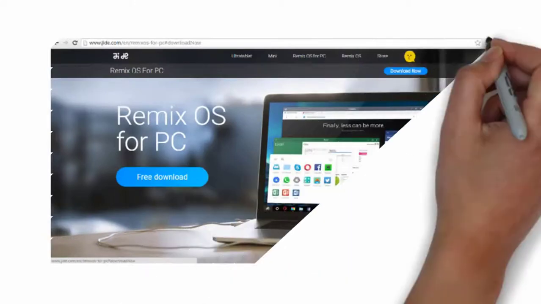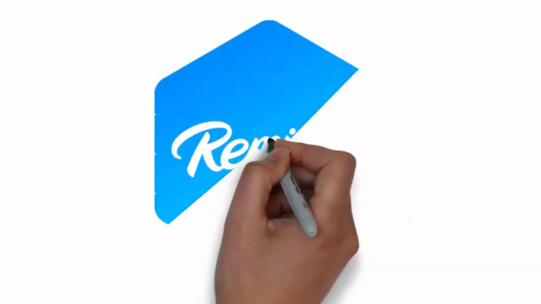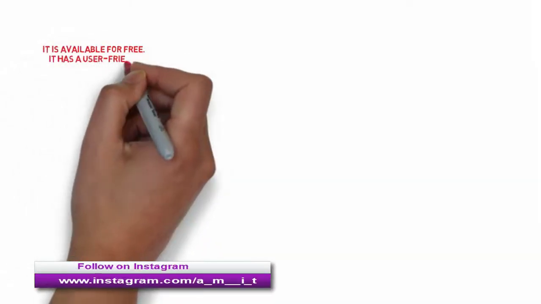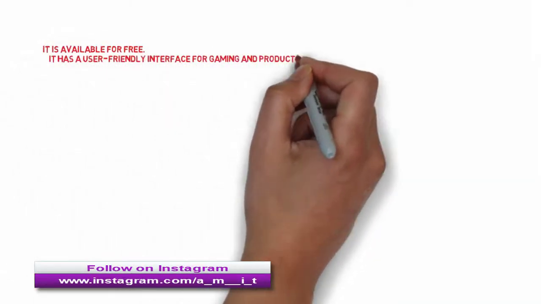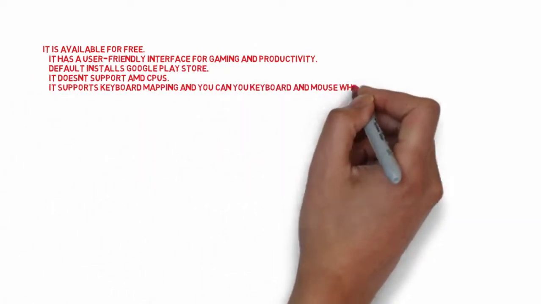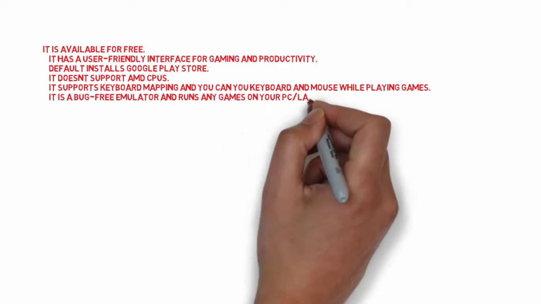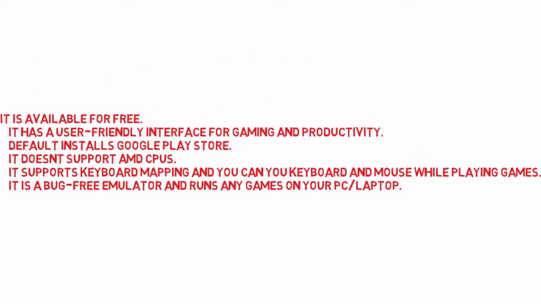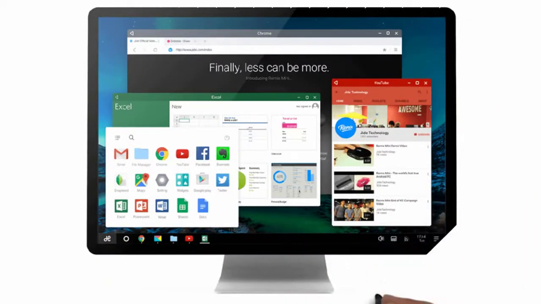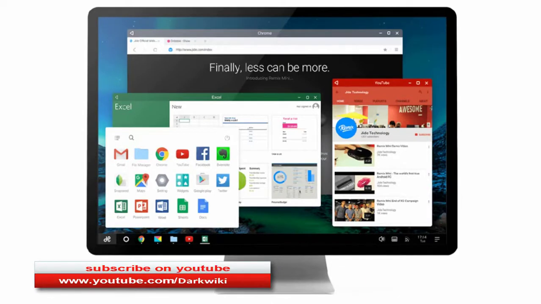Remix OS Player is based on the 6th version of Android, Marshmallow, and it is available for free. It has a user-friendly interface for gaming and productivity. By default it installs the Google Play Store. It doesn't support AMD CPUs. It supports keyboard mapping, and you can use the keyboard and mouse while playing games. It is a bug-free emulator, and runs any games on your PC or laptop.